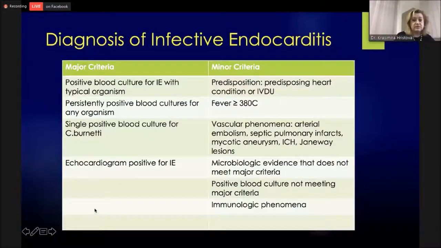When we diagnose infective endocarditis, we look at the major and minor criteria, which is very important. The major criteria are a positive blood culture with a typical organism, persistently positive blood cultures for any organism, a single positive blood culture for Coxiella burnetii, and echocardiography positive signs for infective endocarditis. The minor criteria are a predisposition, such as heart condition or intravenous drug use, fever higher than 38 degrees, vascular phenomena like arterial embolism, septic pulmonary infarction, mycotic aneurysm, Janeway lesion, and microbiological evidence that doesn't meet the major criteria. Also, a positive blood culture that does not meet the major criteria, and some immunologic phenomena.